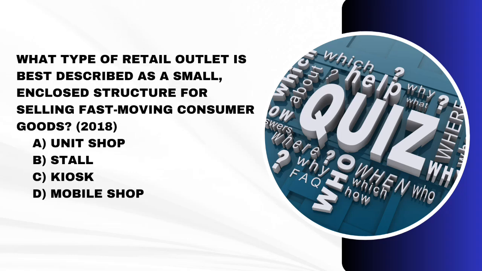What type of retail outlet is best described as a small, enclosed structure for selling fast-moving consumer goods? This one is coming from year 2018. Option A, we have unit store. Option B, stall. Option C, kiosk. And option D, mobile shop. Consider the characteristics of each type of outlet. What was your answer?